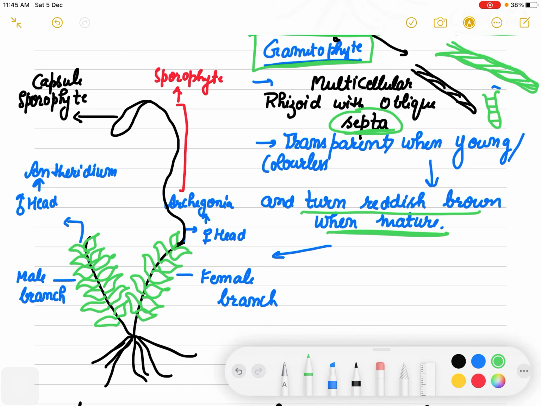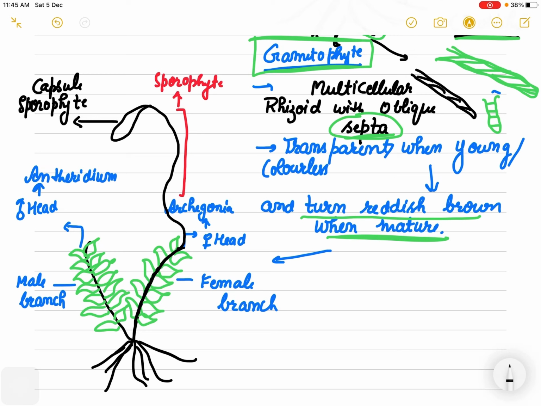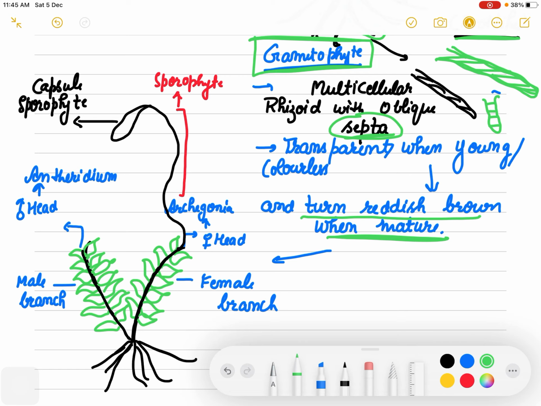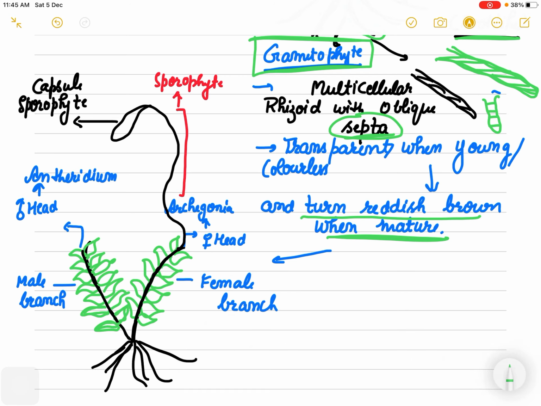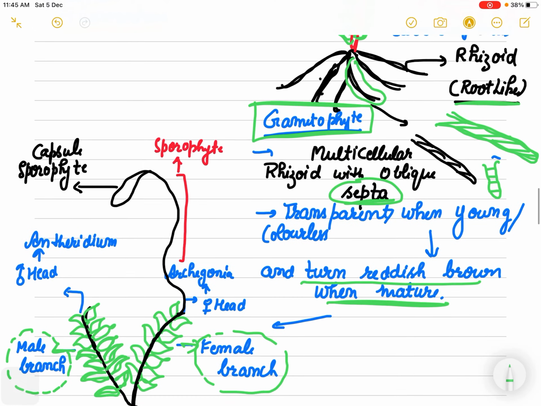From this it further divides into two branches. As you can see, these are dichotomous branches, because mostly they show that they divide into two. Again, they have a leafy structure. One branch is known as the male branch and another as the female branch. The moment I say male branch and female branch, you will ask, ma'am, I don't see any difference. How do we identify which one is the male branch and which one is the female branch?